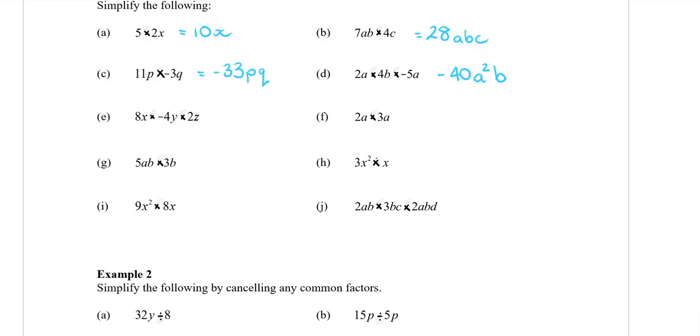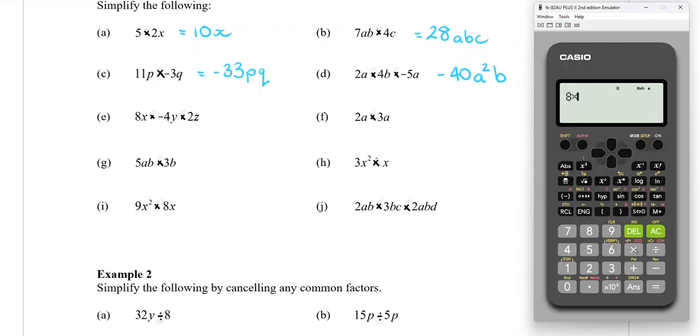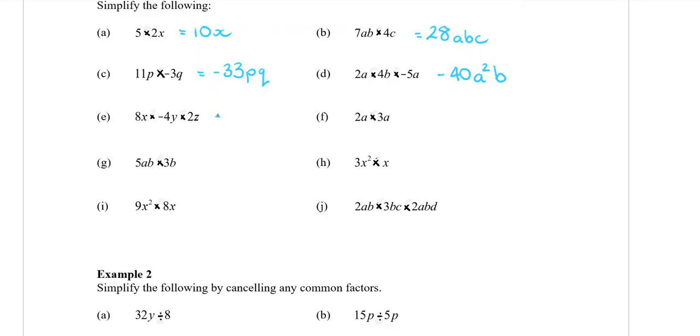E, multiplying the numbers together, we're going to multiply 8 times minus 4 times 2 to get a negative 64. And then looking at the letters, we have an X, Y, Z, which are in the perfect order to put at the end. Question F, 2a times 3a. 2 times 3 is 6, and then the letter A times A, because they're the same letter, we make that an A squared. G, 5 times 3 will be 15, and the letters, we have one A, but there's 2 B's, so the squared goes on the B this time.